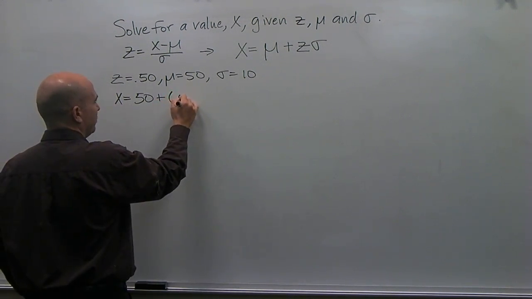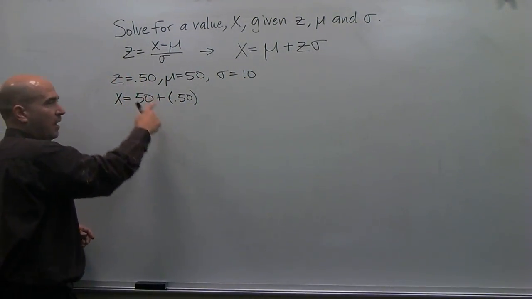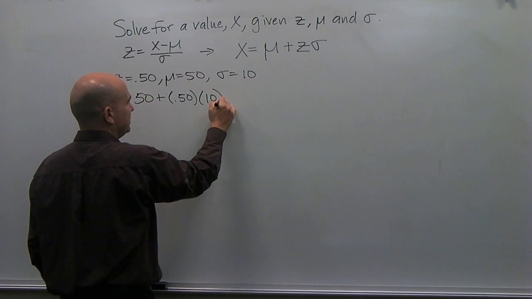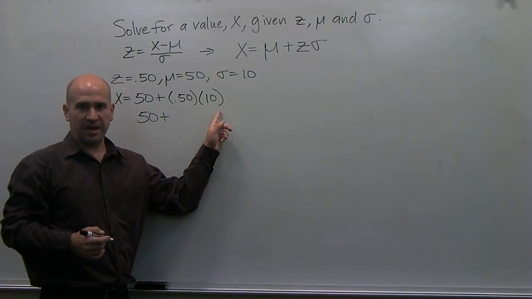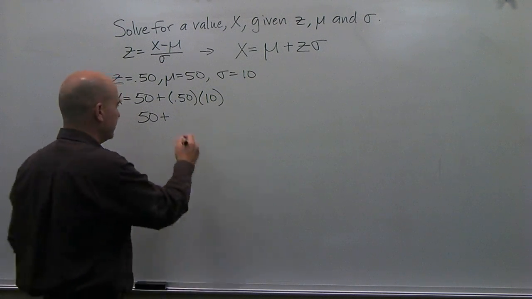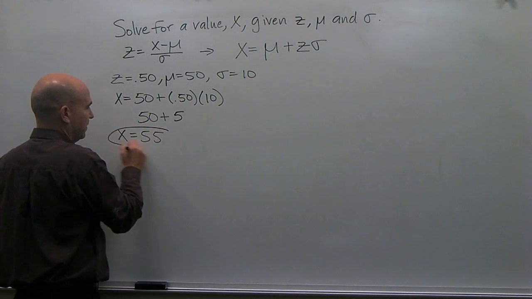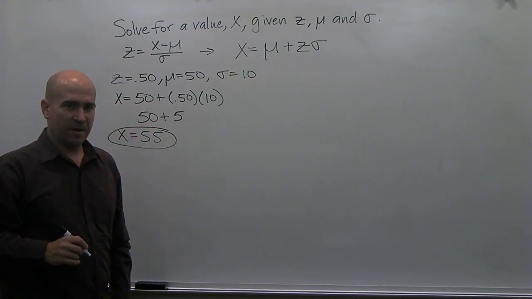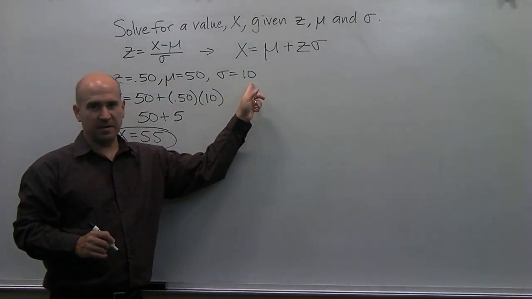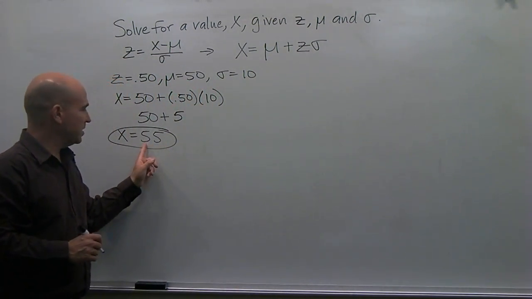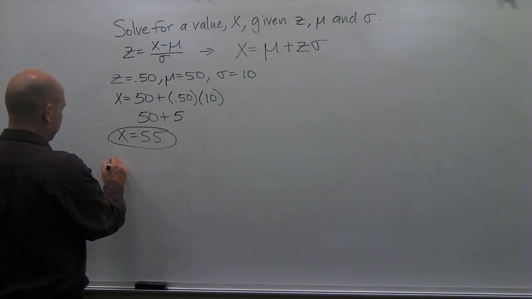And if you have a negative z, it can come in handy. So here we have 0.50 for our z-score, and then we have a sigma of 10. So this is equal to 50 plus 0.5 times 10, which is 5. So 50 plus 5, or an x of 55. A z of 0.5 with a mean of 50 and standard deviation of 10 gives me an x of 55. Let's take a look at another example.